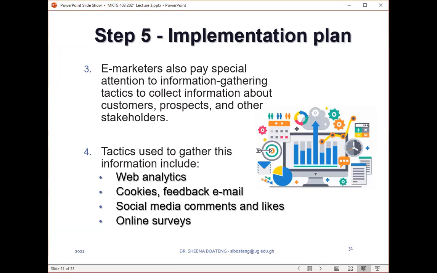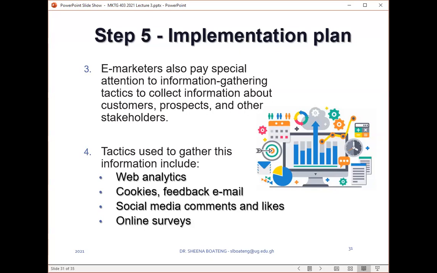Cookies are very common on every website now, to the point where your permission is always sought to let you know that you are being monitored and information about you is being gathered and sent to the parent organization, right? Feedback emails are also always encouraged by firms, because that is the only way you can be able to know from your customers whether the objectives that you set out to achieve in the beginning are actually being achieved.